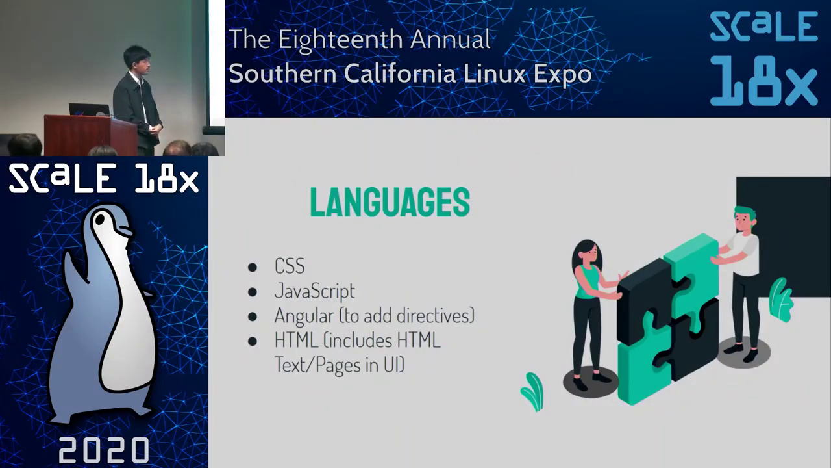Okay, so Ionic Creator can take in some languages, and the main ones include CSS, JavaScript, and HTML. However, you can also add Angular to add directives, which adds dynamic behavior to your app by placing specific behaviors on the UI elements.